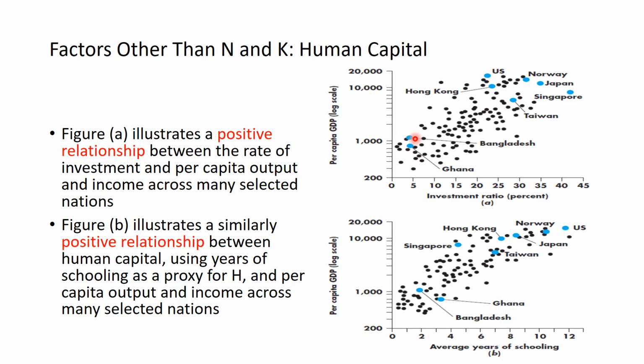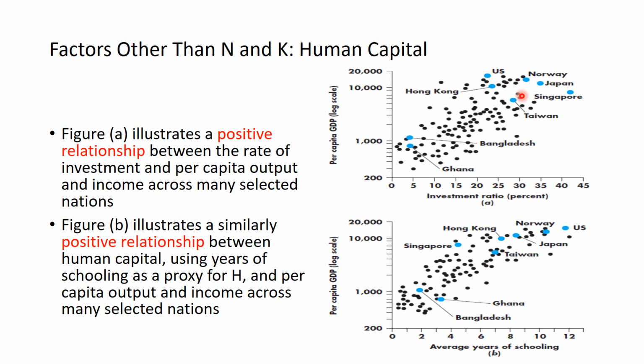Bangladesh, although we didn't consider Bangladesh's figures specifically, GDP per capita in Bangladesh is very low, and it tends to invest very little. So investment in capital stock is very low in Ghana and in Bangladesh. In countries where investment in capital stock is higher, such as Taiwan, Hong Kong, the US, Norway, and Japan, those were the 3 countries that we were looking at in the previous video, those countries where investment in capital stock is higher typically have higher levels of GDP per capita.